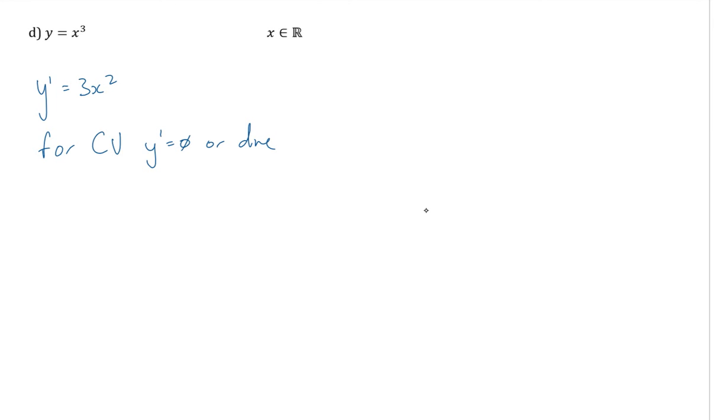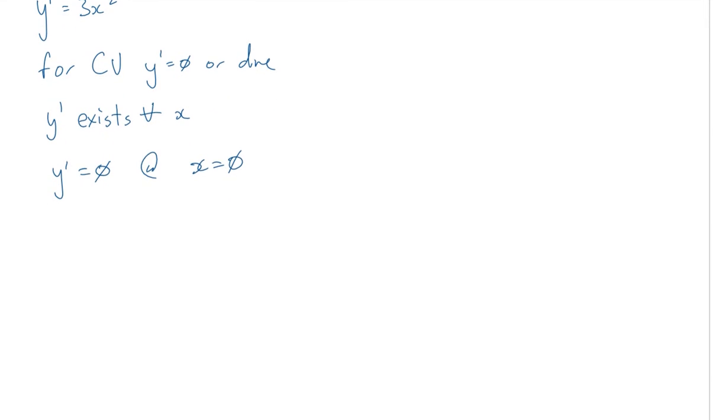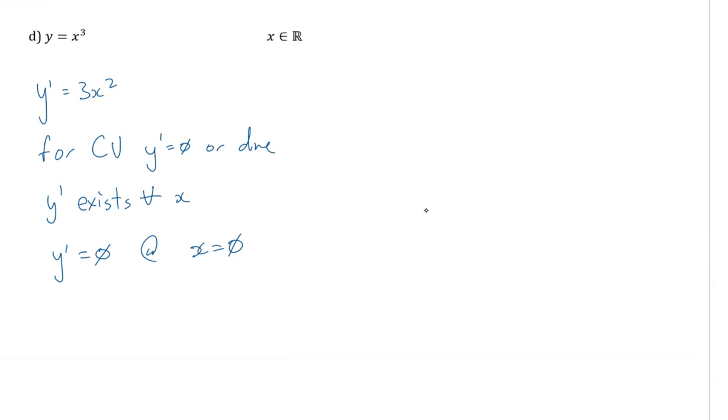Notice that it's saying for all values of x. So y prime is just 3x squared. For critical values, that's where y prime equals 0 or does not exist. y prime exists for all x, right? It's a polynomial. Where does y prime equal 0? When x equals 0. Okay, we're going to classify. I'm not going to get very many questions this easy.